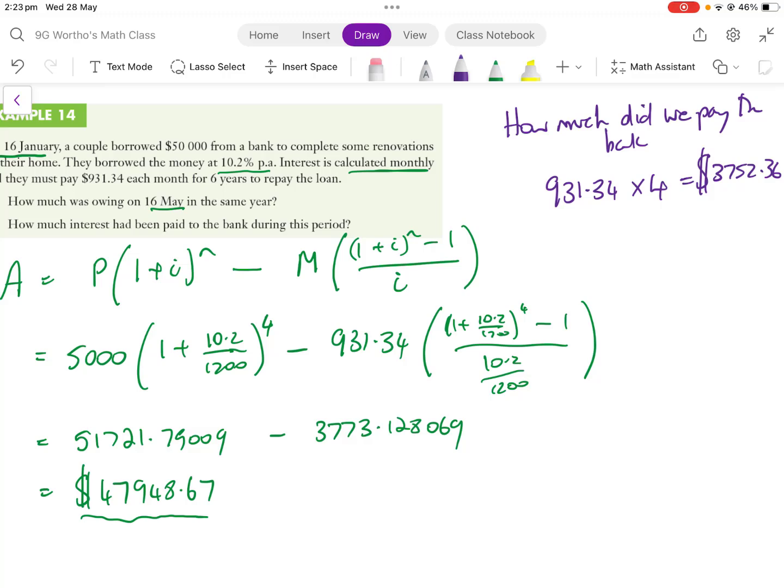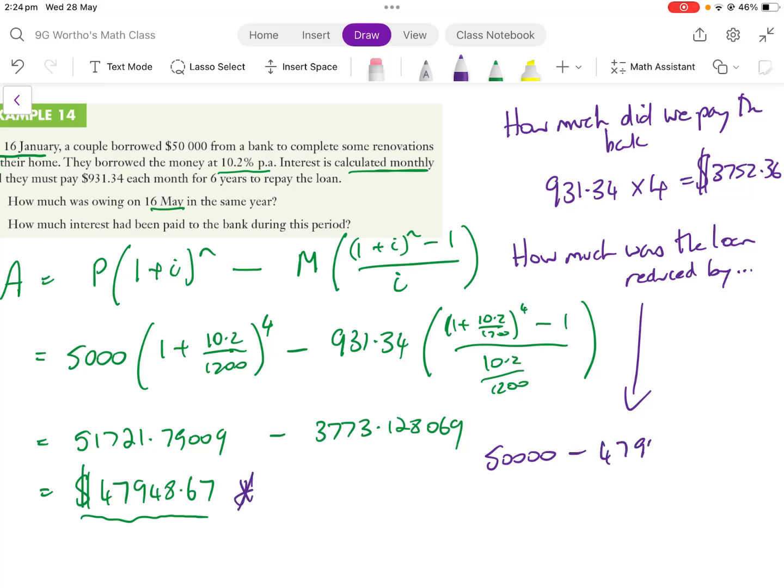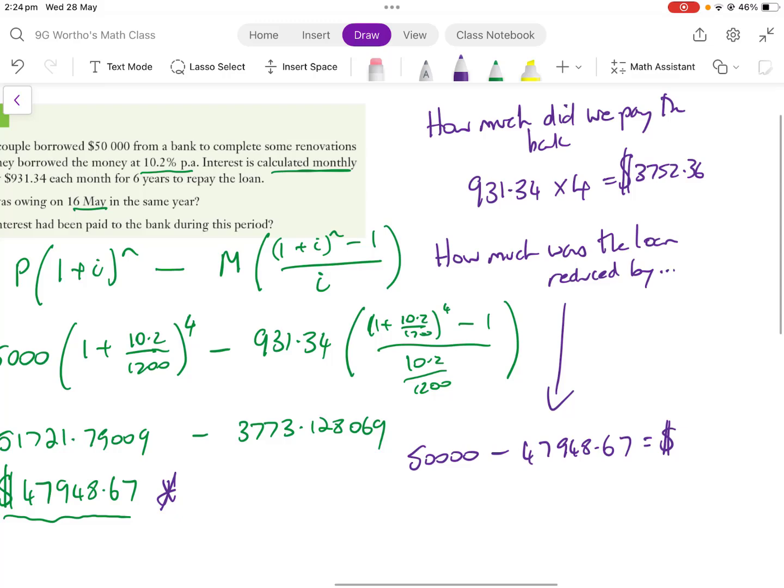Okay. Now, we ask ourselves then, how much was the loan reduced by? How much was the loan reduced by in these 4 months? All right, so it was, I'll just come down here now, it was $50,000. And after 4 months, it was this much. So it was reduced, all right, down to $47,000. And that amount that it was reduced here was $2,051.33. So that's what the loan was reduced by.